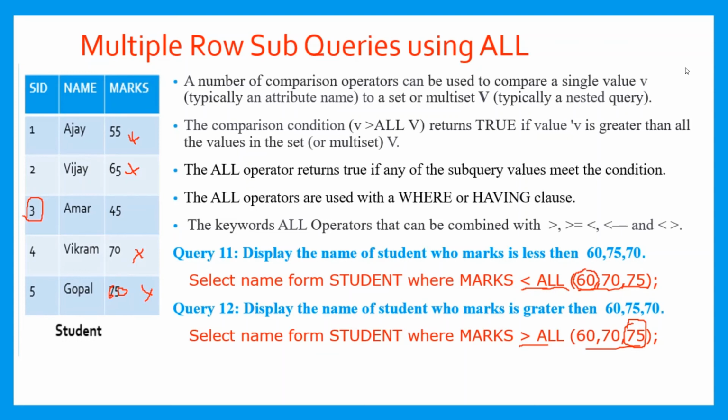65 is greater than 75? No. 45 is greater than 75? No. 70 is greater than 75? No. 75 is greater than 75? No. Again, in this case, no student information is going to be displayed. Assume instead here we have 80, then 80 is greater than 75? Yes. Then I will get the student ID as 5. In the second query, no results are going to be obtained.